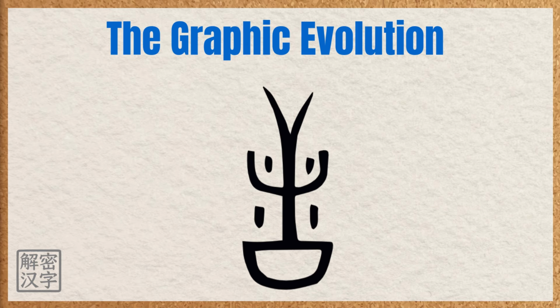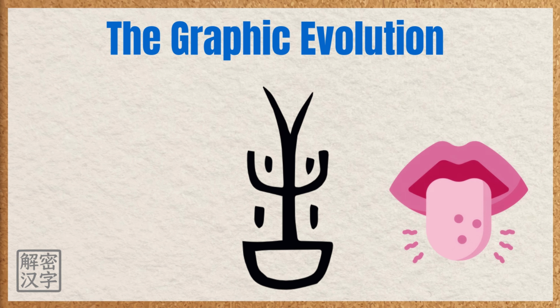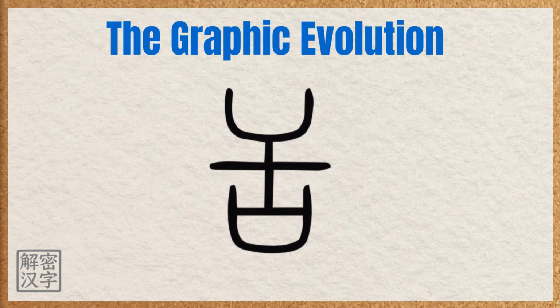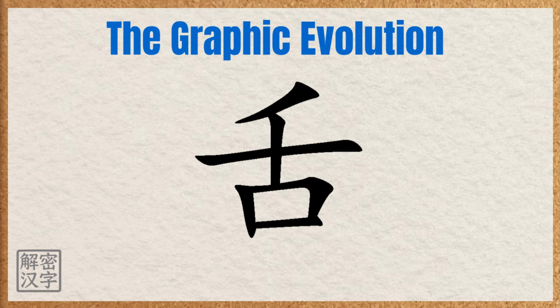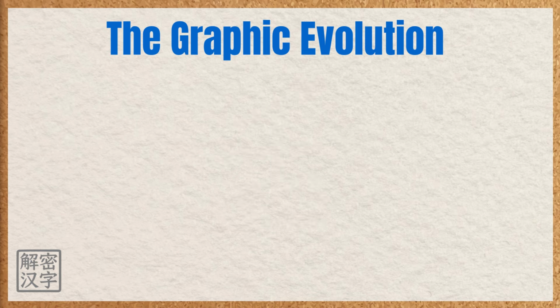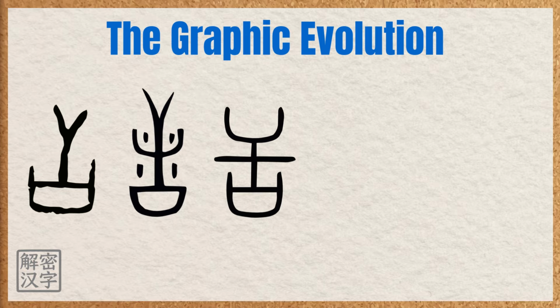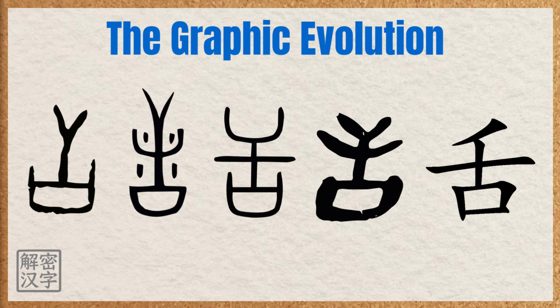By the Bronze inscription period, a forward curving line was added to the tongue shape, emphasizing its ability to extend and retract, along with small dots hinting at food or moisture. Later, the character gradually evolved into the form we see today. Even though much of its original pictographic form has disappeared, its resemblance to a tongue can still be seen.